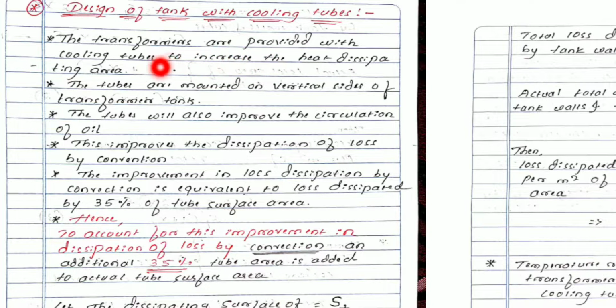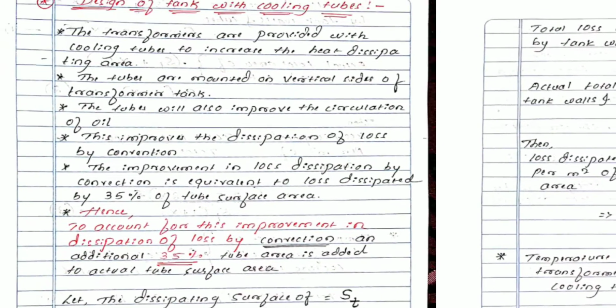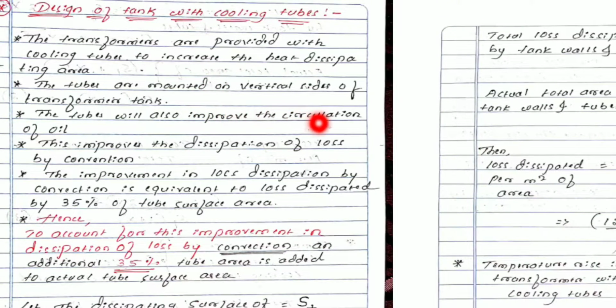Then how are these cooling tubes mounted? They are mounted on the vertical sides of the transformer tank. Getting my point? Next, the tubes will also improve the circulation of the oil. The circulation of the oil gets improved by providing the cooling tubes in the transformer tank. The oil flows in the transformer tank by the principle of natural convection.